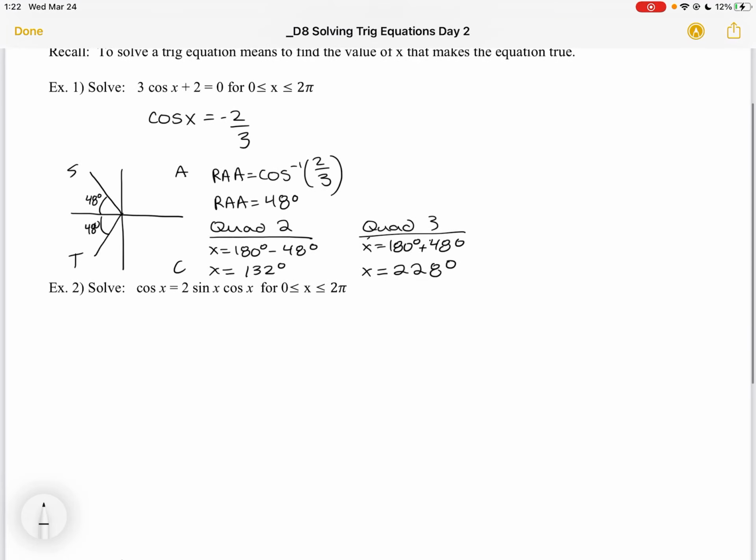In my next example, I've got cos x equals 2 sine x cos x, really between 0 and 360. So the first thing I'm going to do is bring everything over onto one side. So 2 sine x cos x, if I bring that over to the left side, it becomes minus, and then I've got cos x left over and a 0.